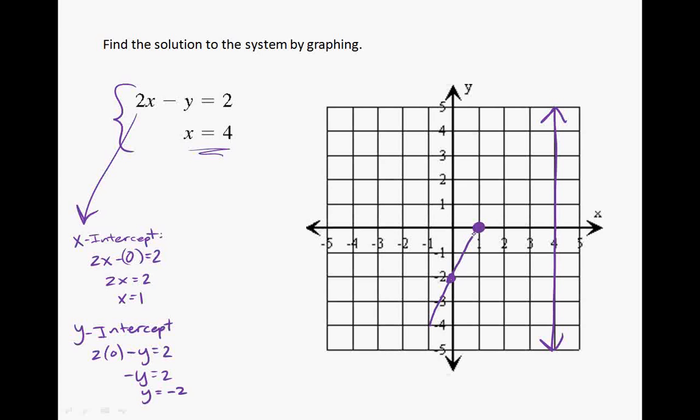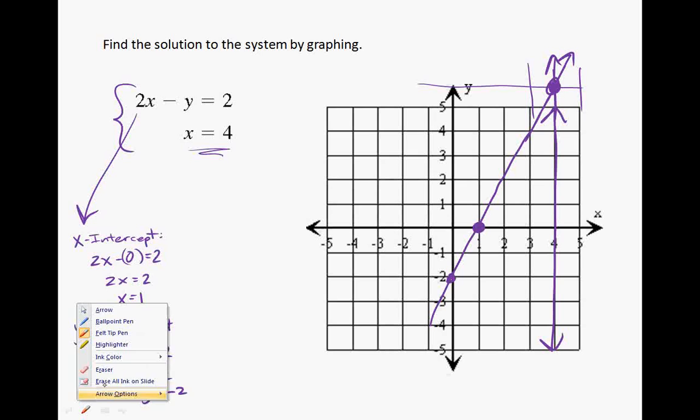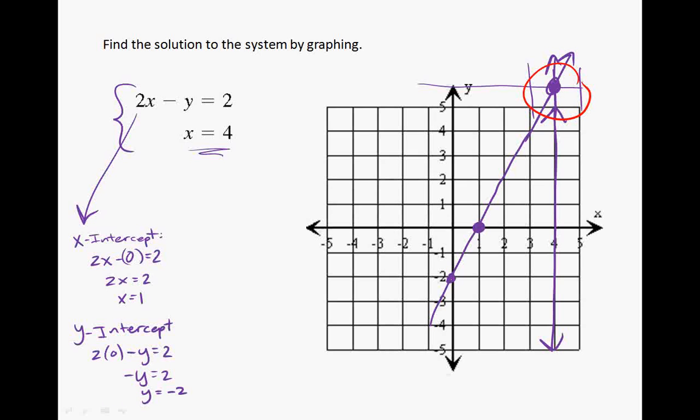Okay, so here's my line. Oh, and actually my grid isn't quite big enough. Extend it out a little bit. There we go. It looks like these two lines are intersecting at the point (4, 6).